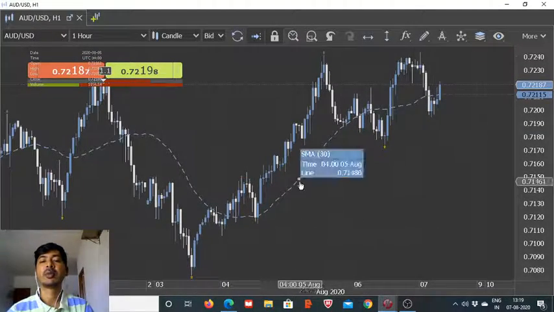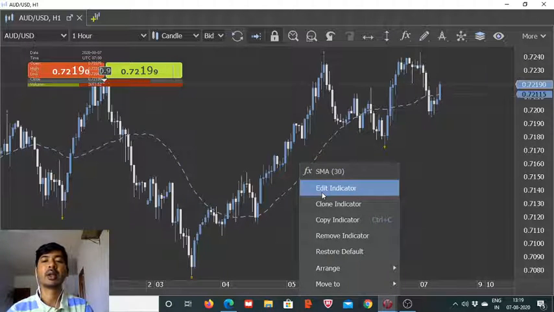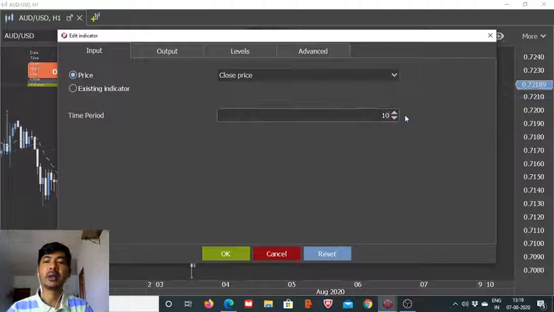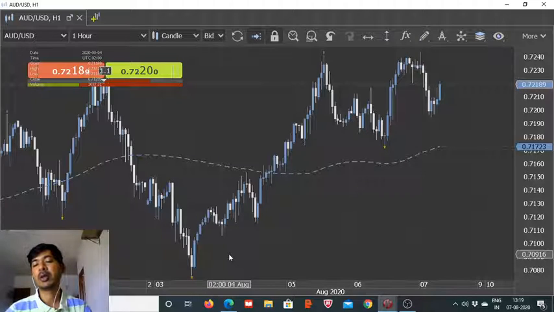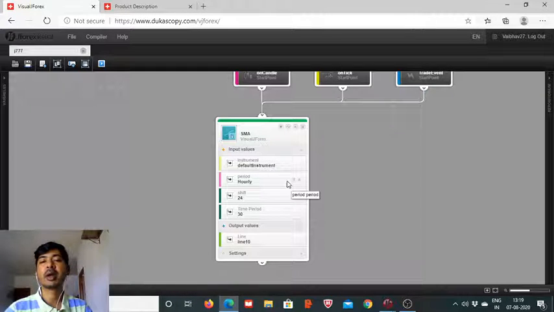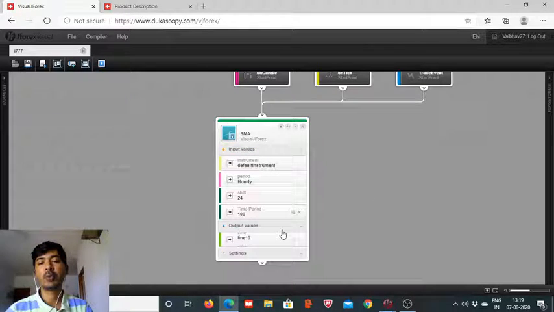Suppose you want to use the 100 SMA as it was giving a better idea of the underlying instrument's trend. We can use the 100 SMA or 90 SMA or 60 or 50, whichever value suits your purpose. It's all up to you to design and define these input parameters. Then you get this output value.